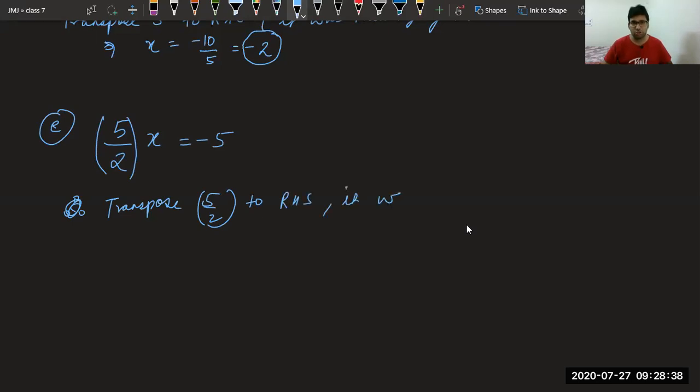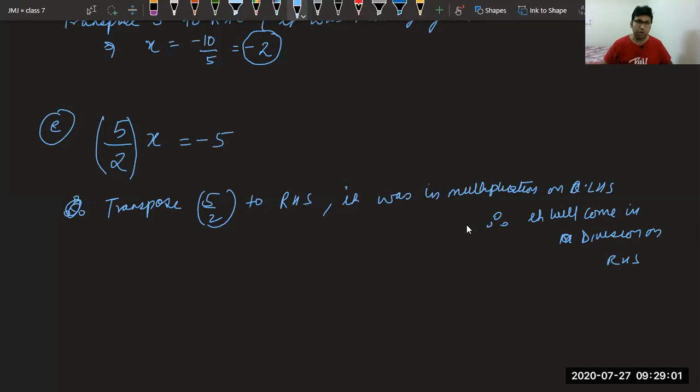It was in multiplication on the left hand side. Therefore, it will come in division on the right hand side. So here we have 5 by 2. When it goes to that side, it will become division like this. Normally we take the reciprocal. I am telling you how the reciprocal came. Okay, so this is the value.